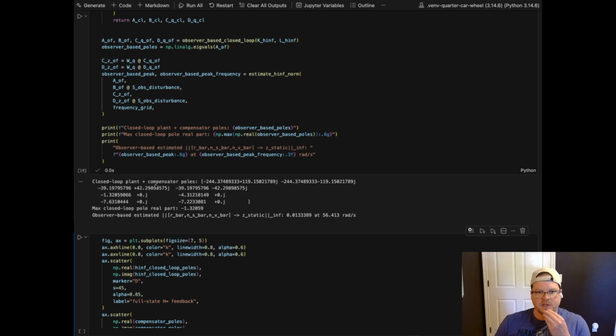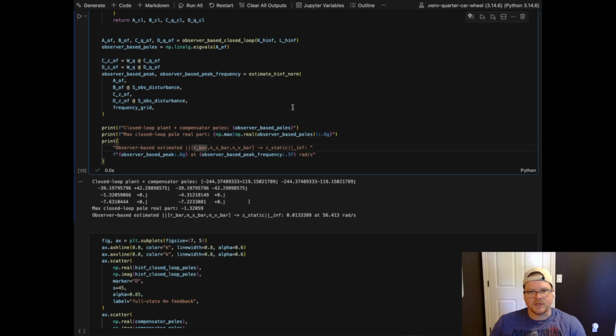So here's our compensator. So closes the plant plus compensator poles, and everything looks left half plane. We have the max closed loop pole real part minus 1.3. And here's what I was getting. So this was the disturbance. It shouldn't be barred here though. This should be in physical units.